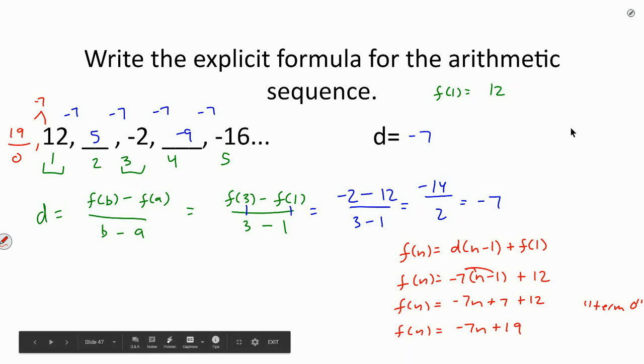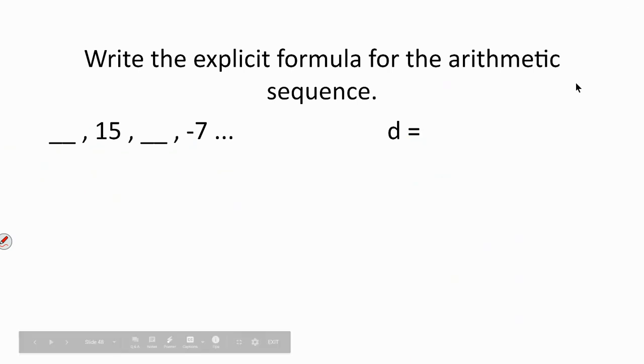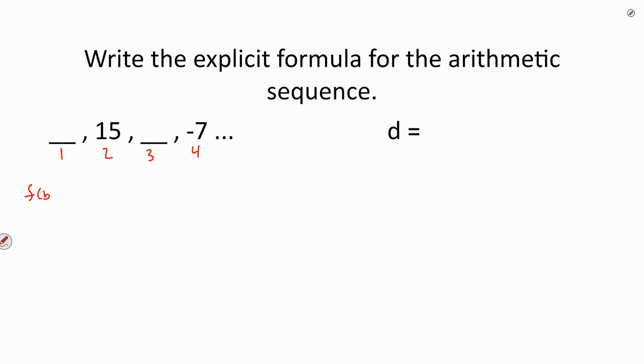Let's do another problem. So this one, we have the same idea. So I've got some terms missing, and I want to write the explicit formula. So let's start by numbering. So I have term 1, term 2, 3, 4. Now, unfortunately here, I'm missing term 1, so I'm going to have to do a little math to figure out what it is. So I'm going to use the formula f of b minus f of a over b minus a, and this finds our common difference.